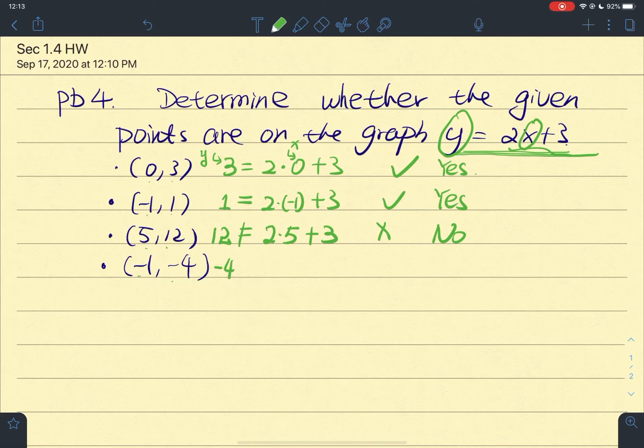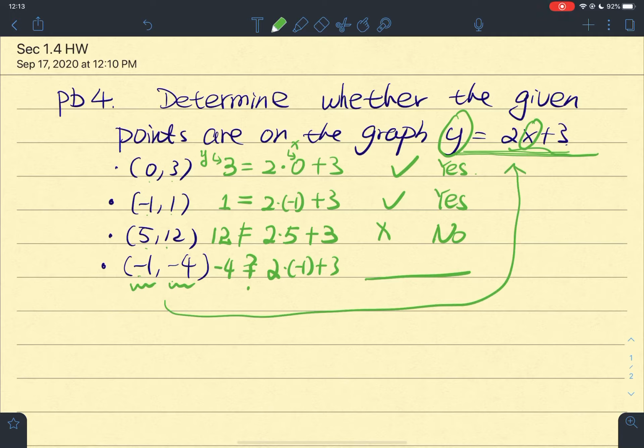Last example, you have negative 4 equals 2 times negative 1 plus 3, the same as negative 4. You need to make the decision yourself and figure it out. So basically, this is what we meant by a point on the graph of an expression. In other words, you plug the x, y components into your expression and check whether it's a true equality or not. If it is a true equality, then it's satisfied, and the point you have is on the graph.